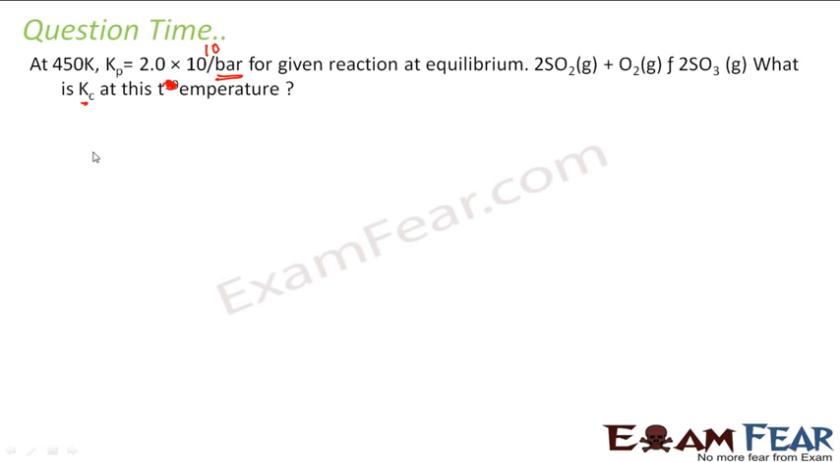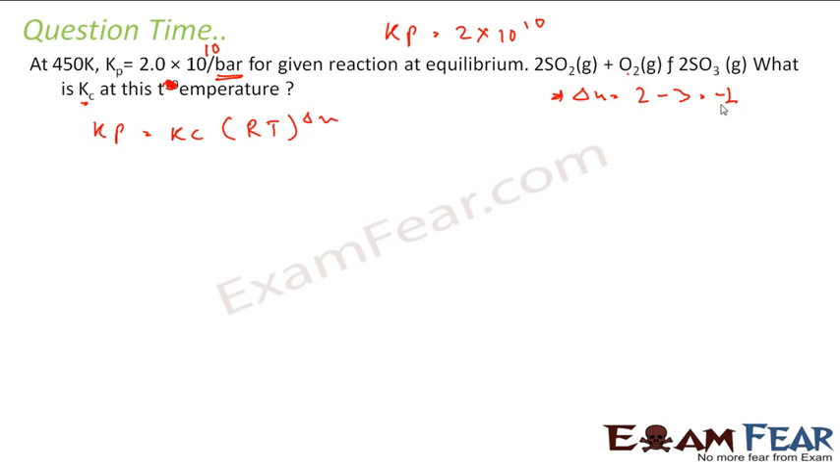So if you see, Kp is 2 into 10 to the power 10. The formula is pretty simple. Kp is equal to Kc RT to the power delta n. Let's find delta n here. Delta n is what? Here we have 2 on the product side. Here we have 1 plus 2, 3 on the reactant side. That is minus 1, right? The product side minus reactant side. This is 2, this is 3. So delta n is minus 1.